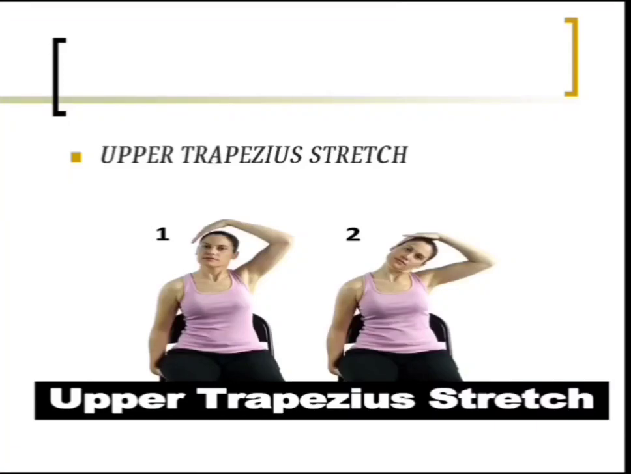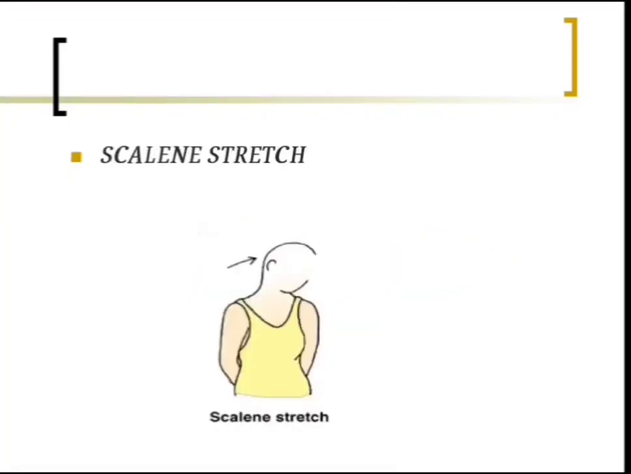Next is scalene stretch. This is also a self-stretching exercise, in which if the patient's right side of muscle is involved, tell patient to tuck chin first and then rotate head towards the opposite side. Hold this position for 30 seconds and then go for relax. Repeat this exercise for 3 to 4 times. During this exercise, tell patient to do normal breathe in and breathe out.